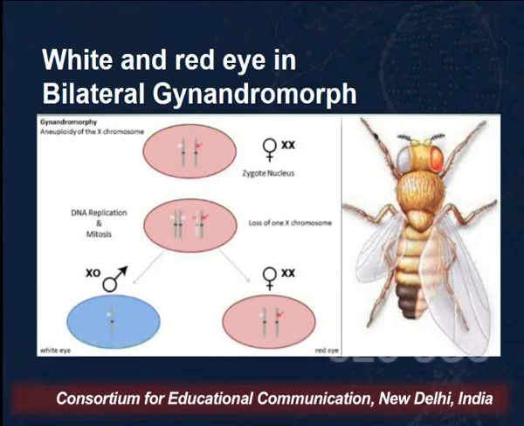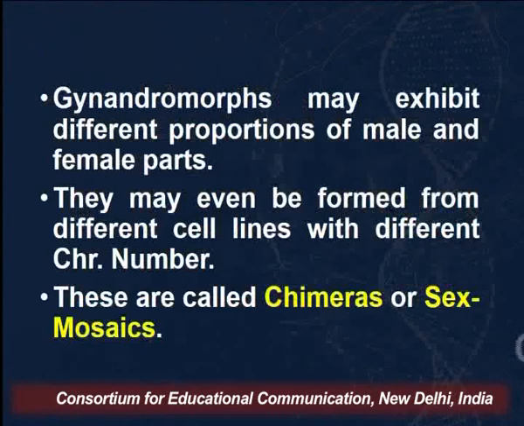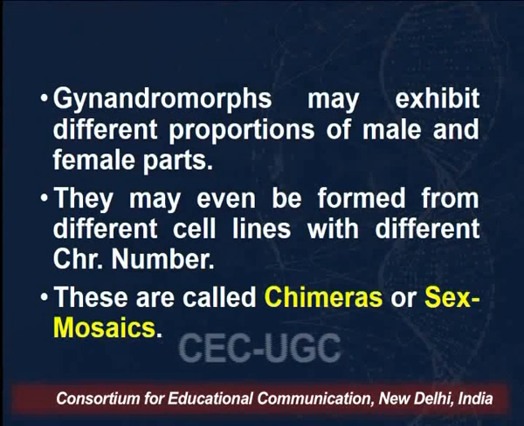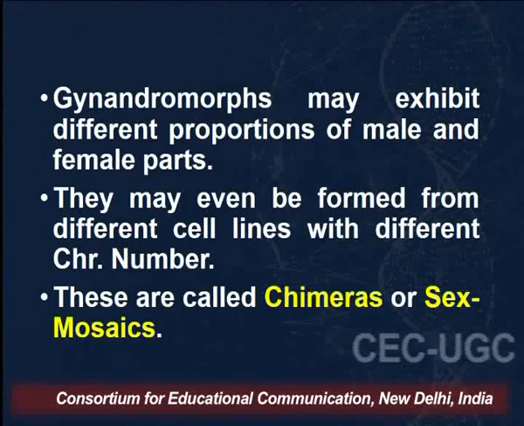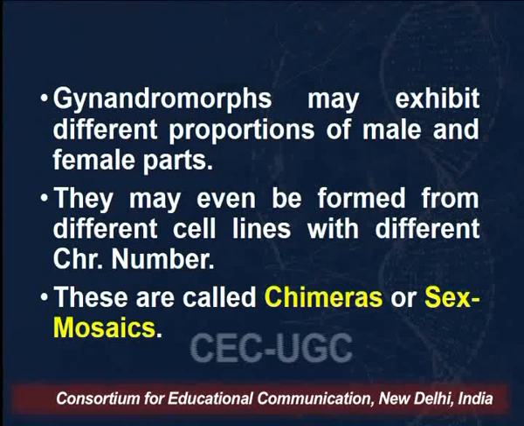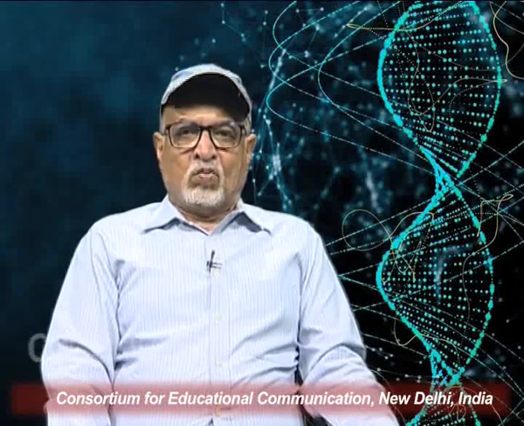You must have read, viewers, that red eye color is dominant over white eye color. This we would be studying in detail in sex-linked inheritance or X-linked inheritance. So that means the gynandromorphs are going to exhibit different proportions, and sometimes it may happen that there are many different cell lines with different chromosome numbers within the same organism. In this case, we would call them chimeras or sex mosaics.